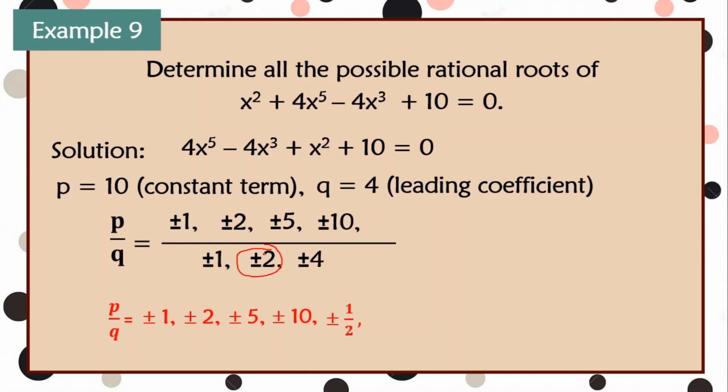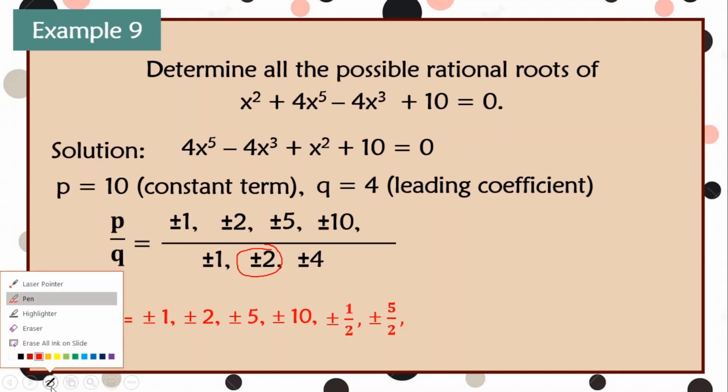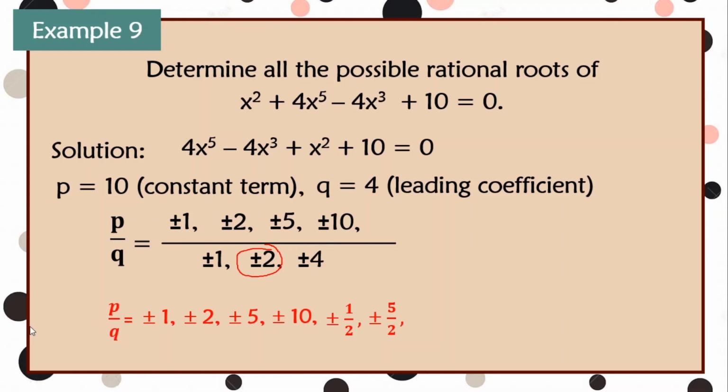Positive and negative 5 over positive and negative 2, that is positive and negative 5 halves. And positive and negative 10 over positive and negative 2, that is positive and negative 5. And that's already written also. Next, with our denominator positive and negative 4. So, let's simplify again.